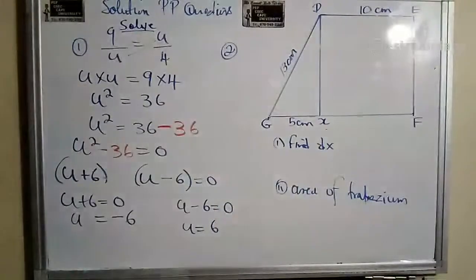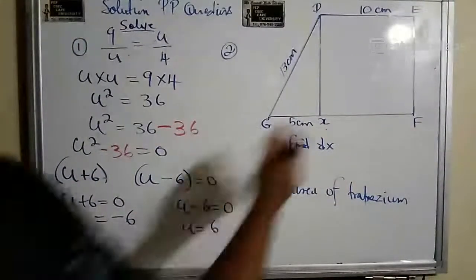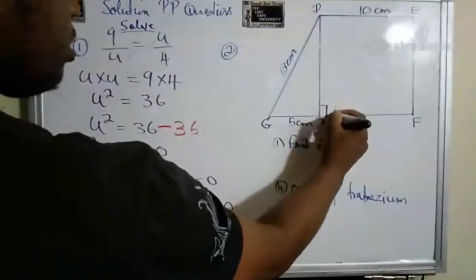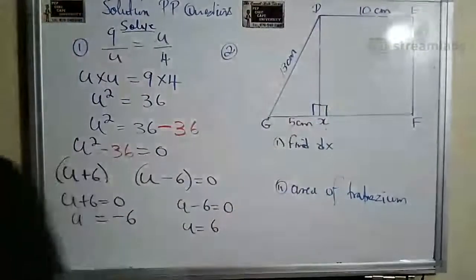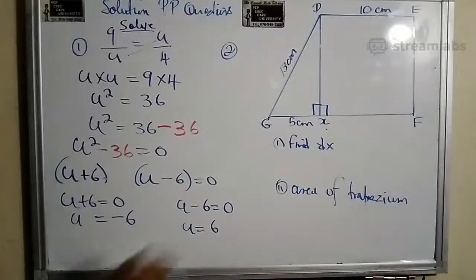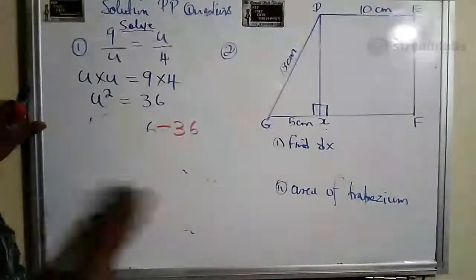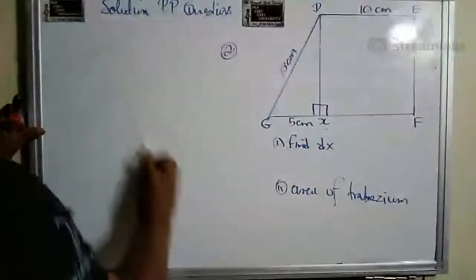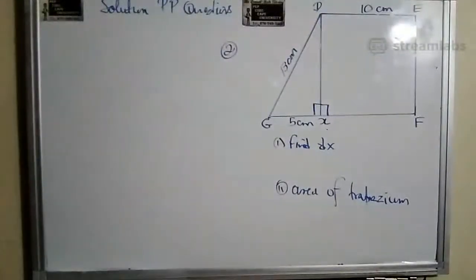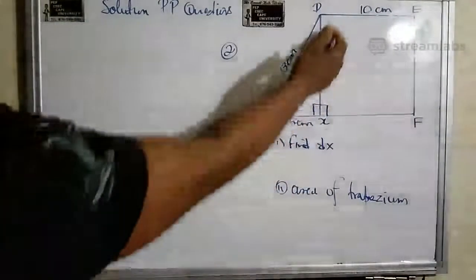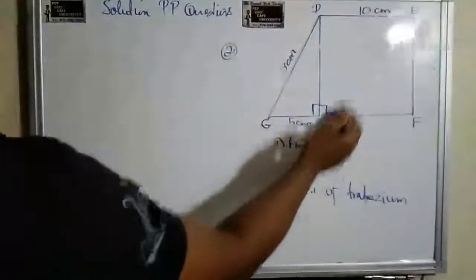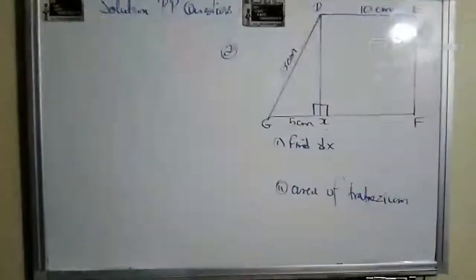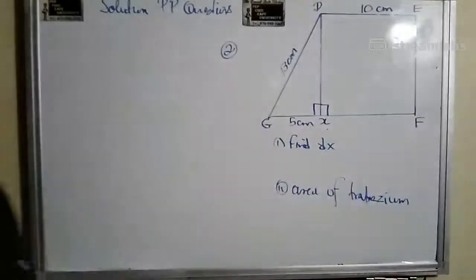Alright, so let's look at number 2. It says, oh, this was given to be 90 degrees. I left out that. Sorry about that. Alright, let's just leave it over here. So it says, find the length of dx, which is this. Now, if you look closely, we're given this is 13, this is 5, this is 10. And they ask us to find dx, so let us find dx.